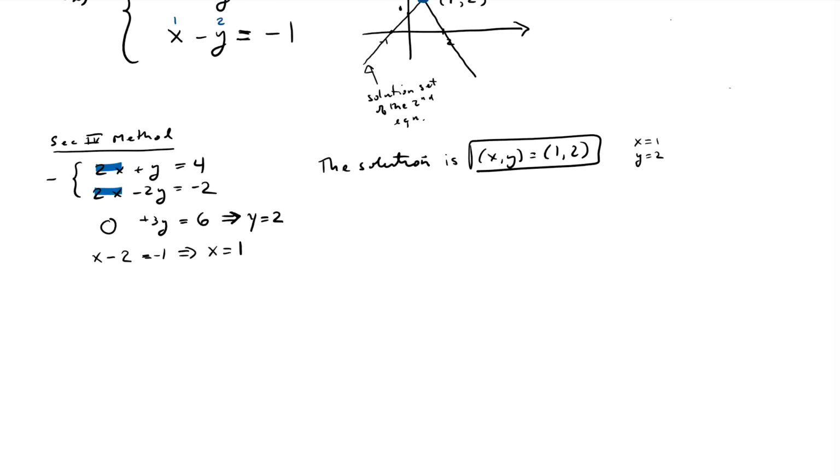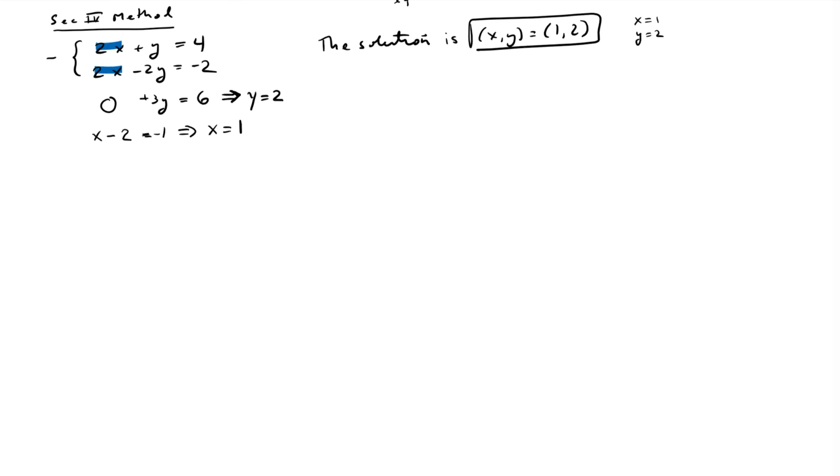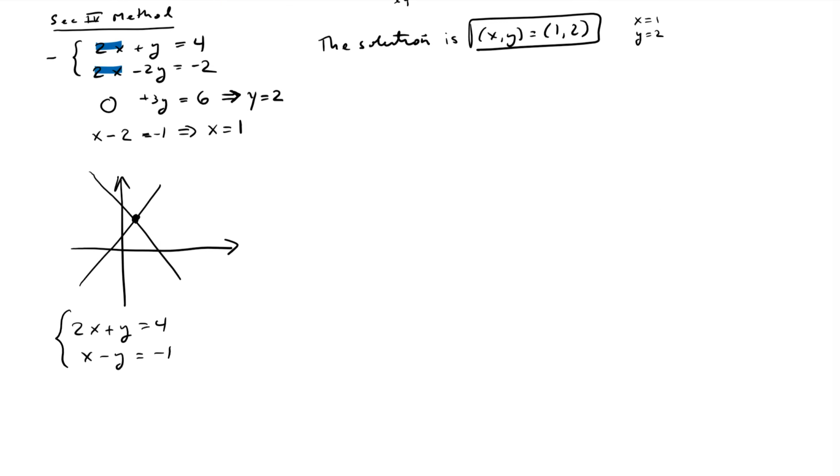Let's look in general. What are the possible situations that I could have? I could have the situation I just had previously: two lines that intersect somewhere in a unique point. So that's my previous example. In this case, there's only one solution to the linear system.